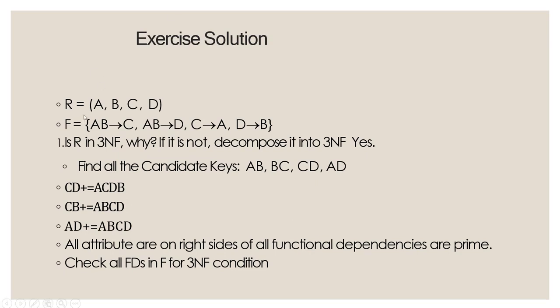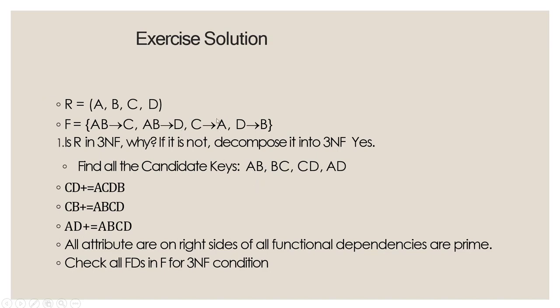So looking at the first one, we do have to check each one. This one, does this break the law? Well, AB is a key, so it doesn't. This one's fine. This is also fine because AB is part of a candidate key, or it is a candidate key, so these are fine.